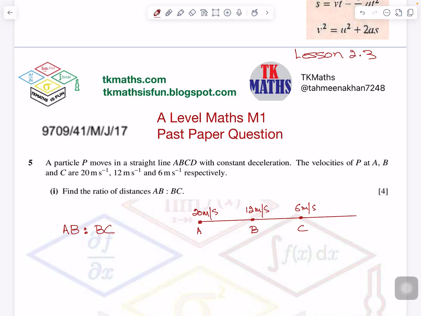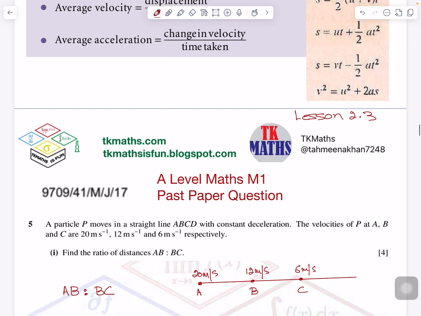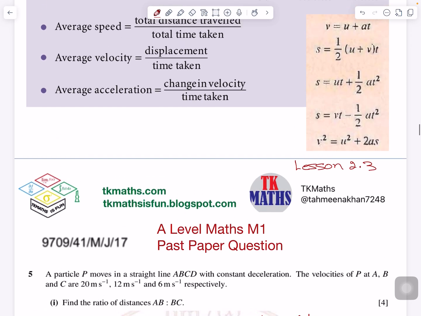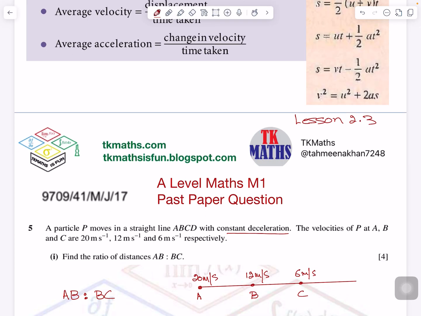Now the question is, the only information given here is what? The speed at different points A, B, C. So how will you find the ratio? What comes to your mind? You have to focus on these SUVAT equations we have done before. One of the equations will help you. Which one is that? And a very important thing is, it is given to you that throughout the movement from A, B, C, D there is constant deceleration. It means the speed is slowing down. And we can see that from here also. It is 20, 12 and 6.